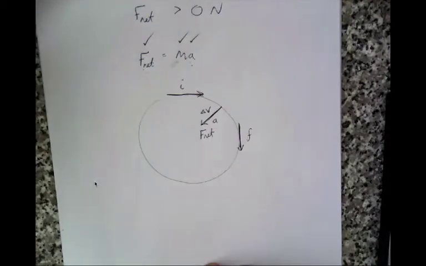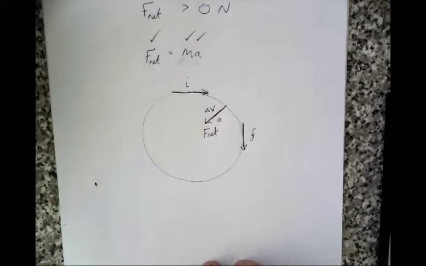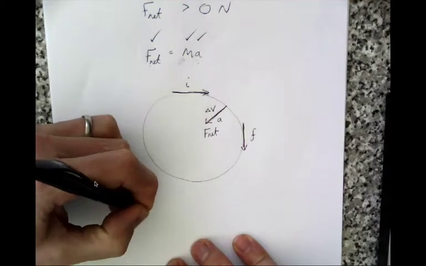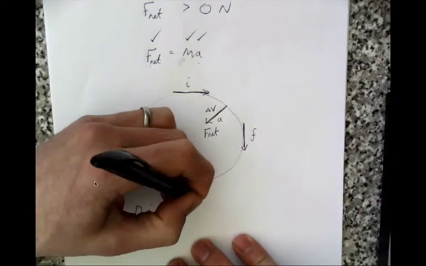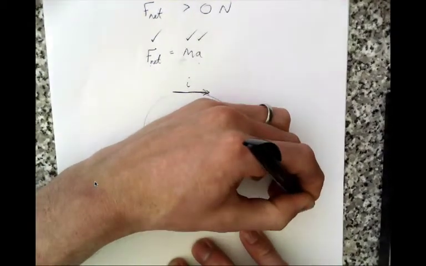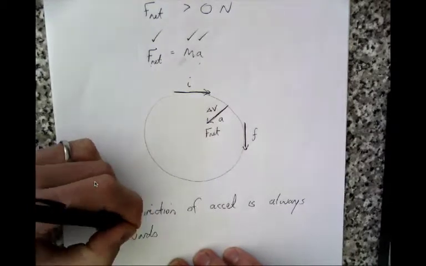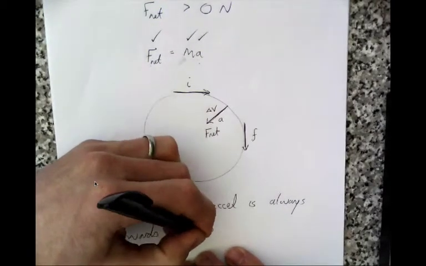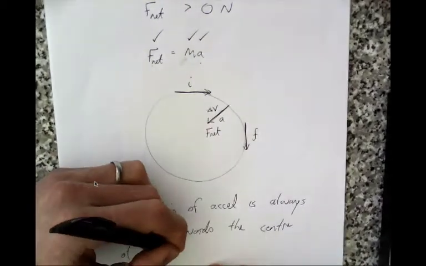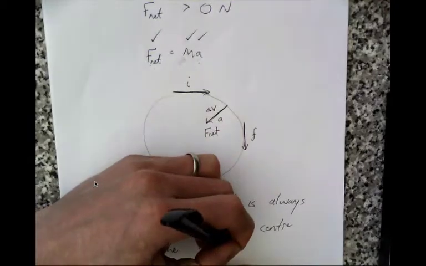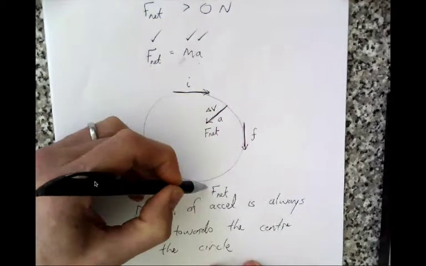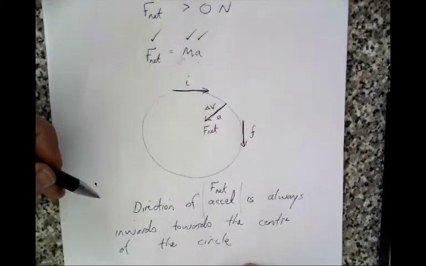So what this means, in summary, and this is the one very important point to remember with uniform circular motion, is that the direction of acceleration is always inwards towards the center of the circle. And the same can be said for the net force. The direction of the net force is always inwards towards the center of the circle.